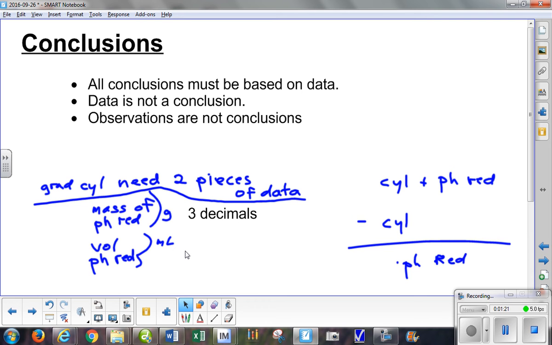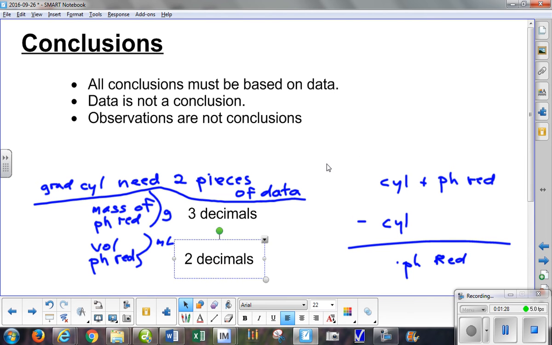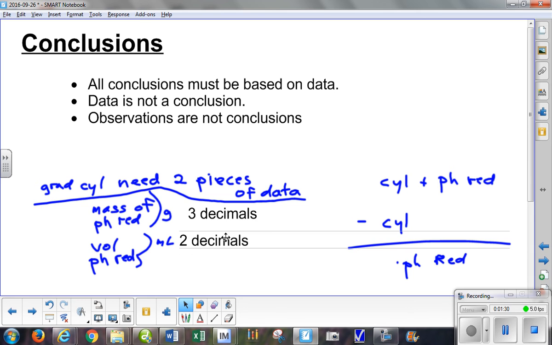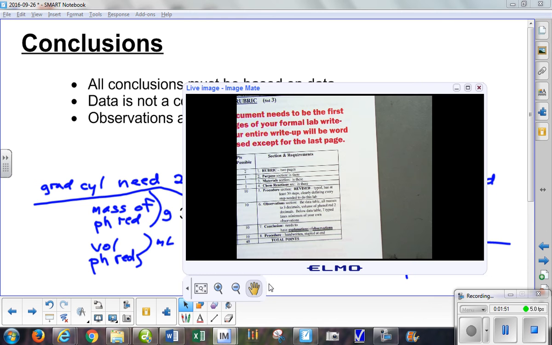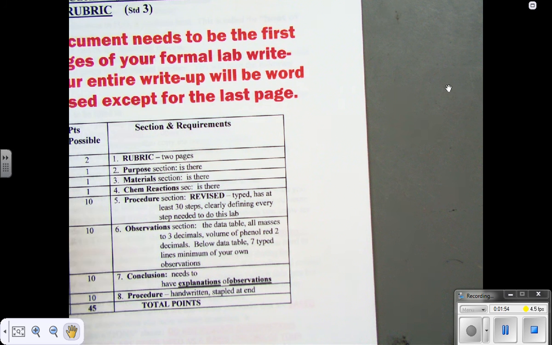And the mils should have 2 decimals, because that's the capability of those 2 instruments. Okay? So this guy's a 3 decimal dude, and this guy's a 2 decimal dude. All right? And the way you get the mass of your phenol red is to subtract the mass of the cylinder from the weighed mass of the cylinder and the phenol red. So let's click right over here to the Elmo, and let's take a look at Derek's lab and see how he did.